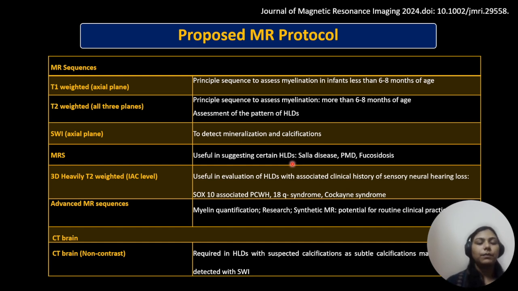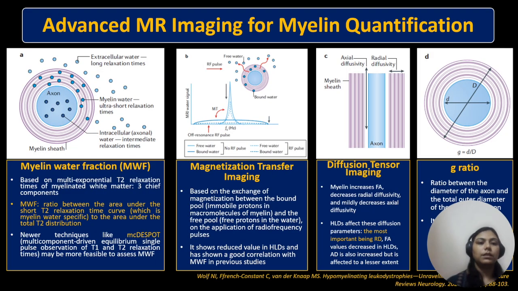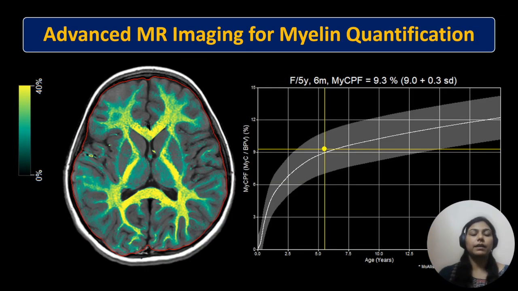So apart from the routine sequences, there are certain advanced MR sequences which can help in myelin quantification. These include myelin water fraction, magnetization transfer imaging, DTI, and calculation of G ratio. However, the disadvantage is that these are time consuming and are limited to research purposes. Another method of myelin quantification is synthetic MR.